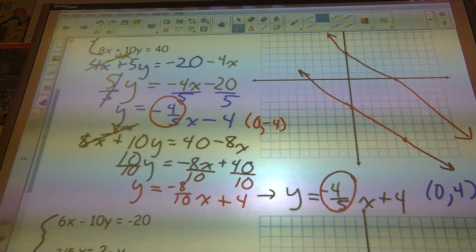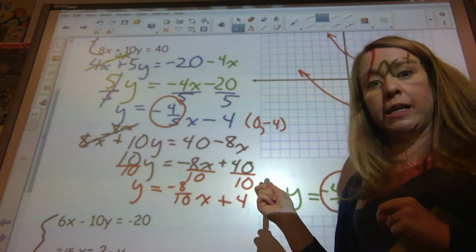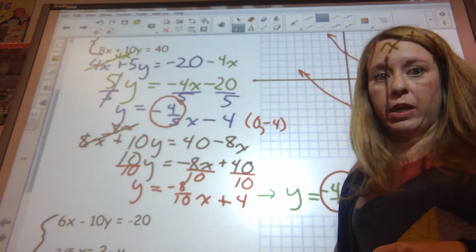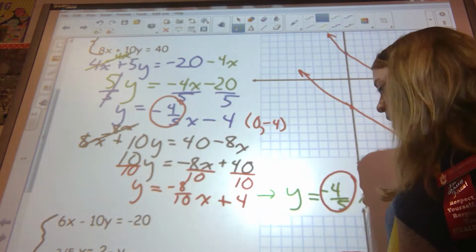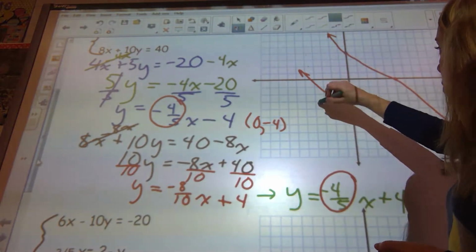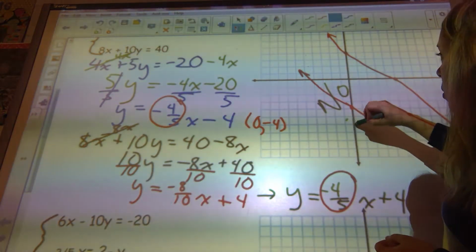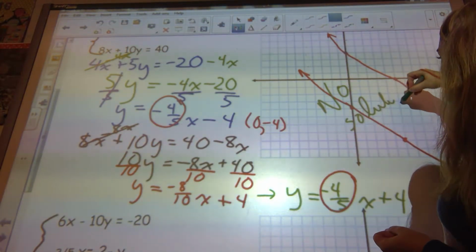Okay, sorry, that's a horrible drawing. But these are parallel lines. They will never meet, okay? So does this have a solution? The system? No, this has no solution because these lines are parallel, okay? No solution.